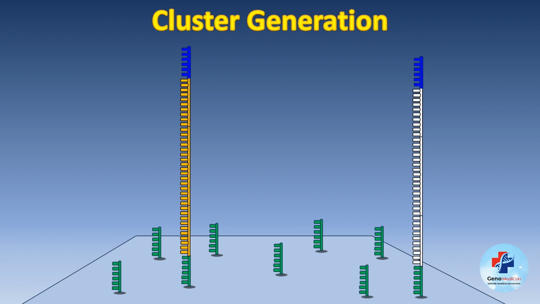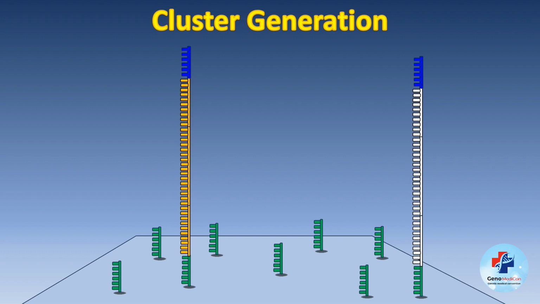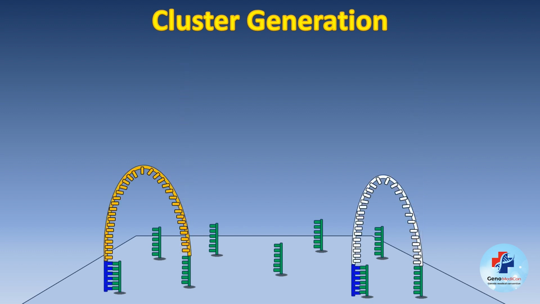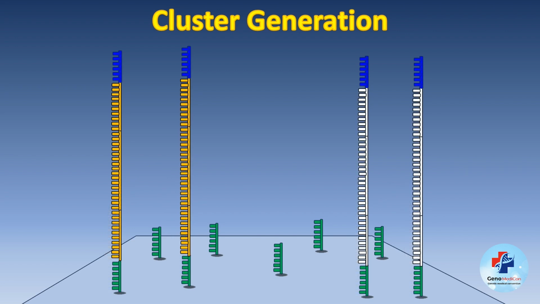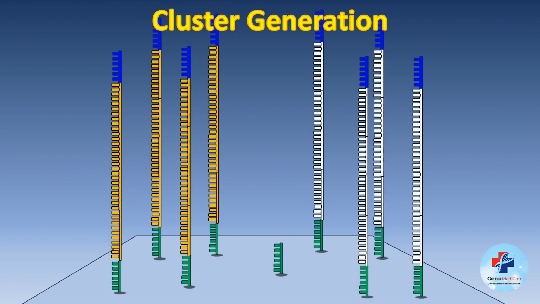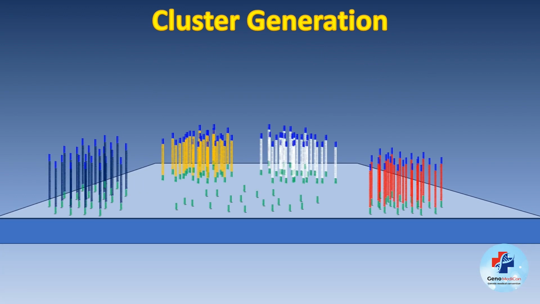This remaining single strand then undergoes bridge amplification. During bridge amplification, the single-stranded fragment bends over to form a bridge, allowing its adapter to bind to a second oligonucleotide on the flow cell. A polymerase then synthesizes the complementary strand. This results in a new double-stranded DNA molecule, which is again denatured into two single strands. This process repeats itself until millions of identical copies, or clusters, of the original fragments are generated in each spot on the flow cell.